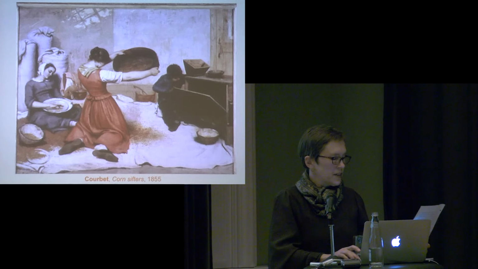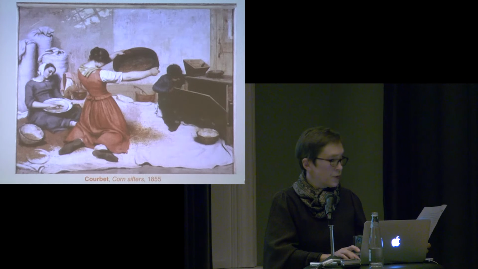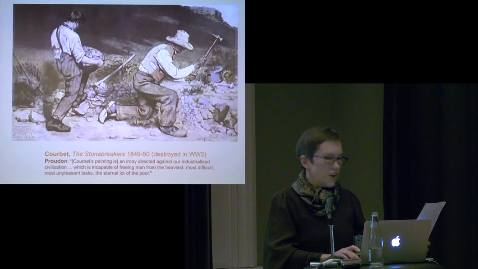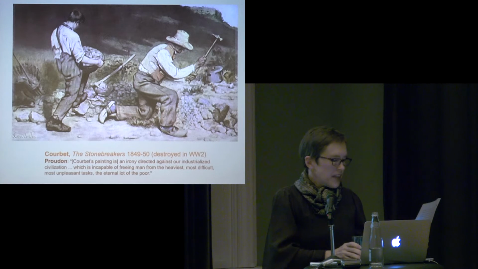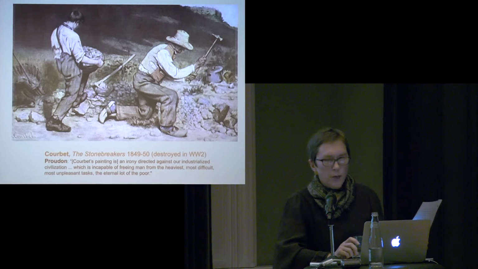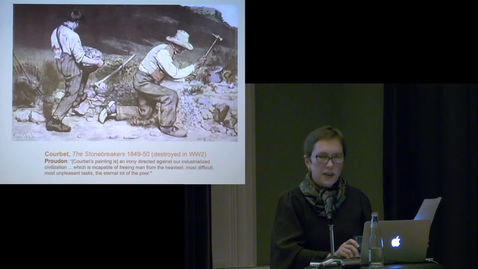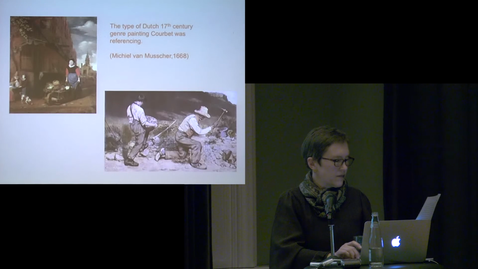These new subjects of realism were applauded by socialists such as Pierre-Joseph Proudhon, who commented, "Courbet's painting is an irony directed against our industrialized civilization, which is incapable of freeing man from the heaviest, most difficult, most unpleasant tasks, the eternal lot of the poor." Perhaps most salient to the young Israëls was that in order to depict his humble workers, Courbet had turned to a particular art historical precedent, Dutch 17th century genre paintings, with a new kind of crusty materiality that only added to their visceral modernity.